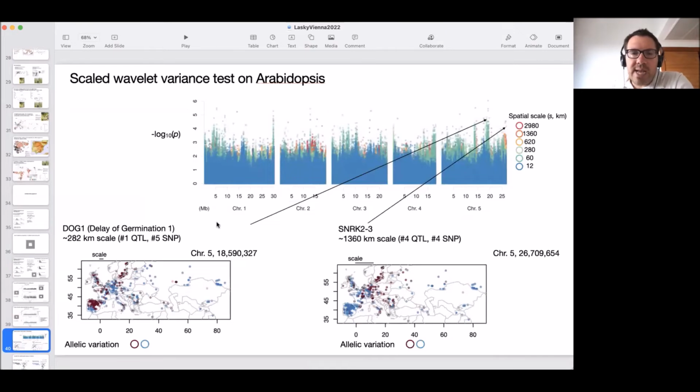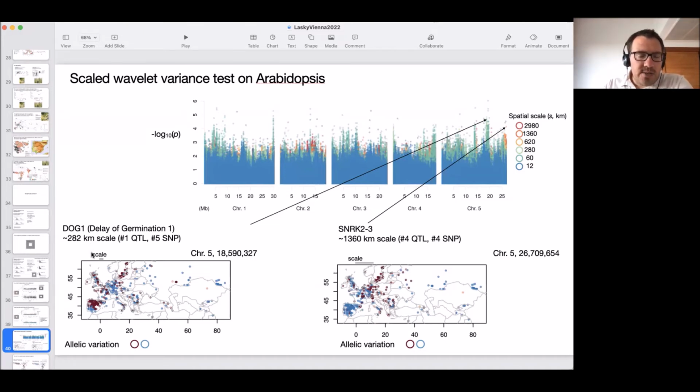Okay, so we can also apply this to the Arabidopsis 1001 genomes data. And the top QTL, a couple SNPs down here on the list, comes out at DOG1, which is a locus that controls phenology in Arabidopsis, where there's been several papers demonstrating some of the details of how this works on a molecular level.